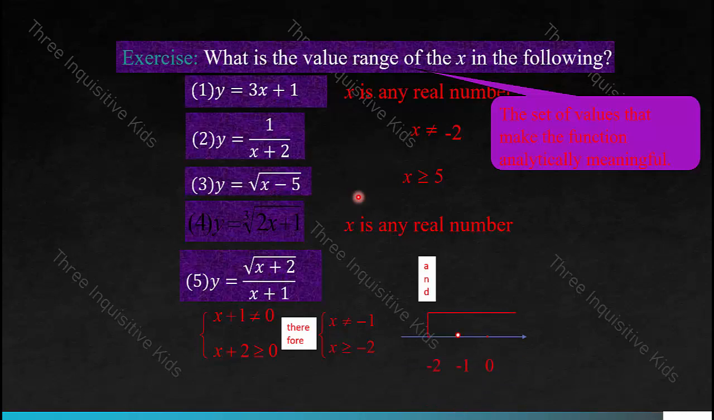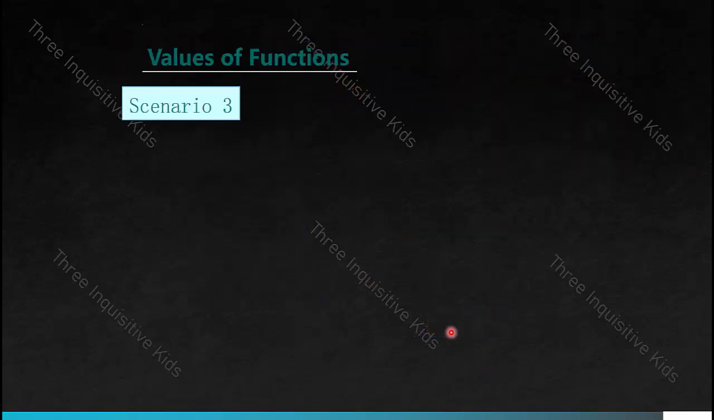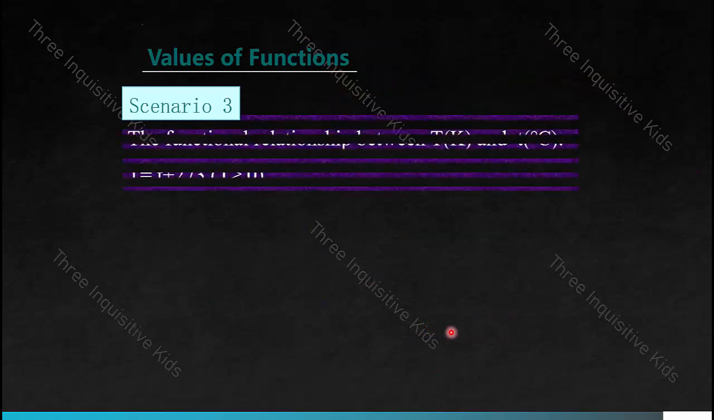So here, this would be how we express this inequality on the number line. The open spot on -1 shows that it's all of these values except for -1. So x is greater than or equal to -2, and x cannot equal -1. Now we're going to talk about the values of functions.